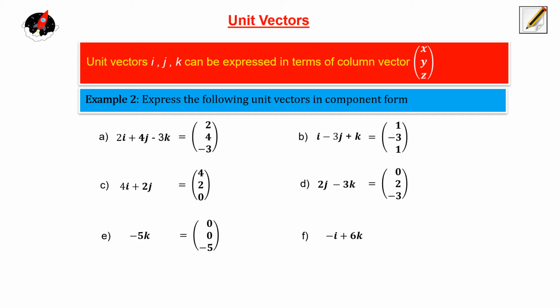We have a last example here, F, which is negative i plus 6k. So notice here there is no j term, so that means there will be 0 in the y component. Okay, so we have negative i, so that represents negative 1 as the x term. We've got no y component, and then plus 6k, so therefore our z component is 6. So we have minus 1, 0, 6 to represent negative i plus 6k.